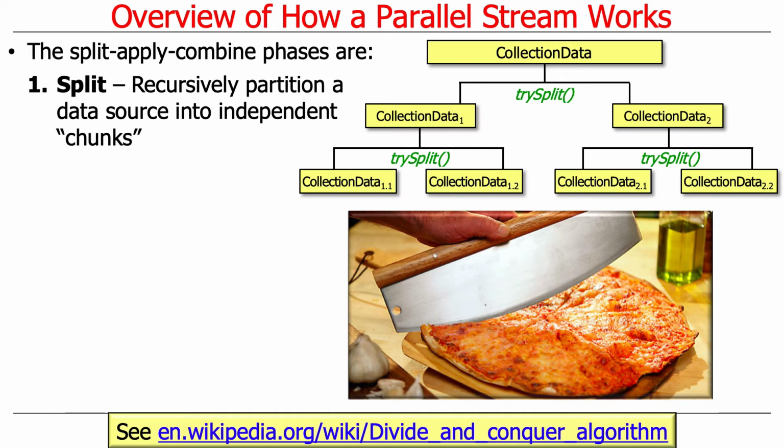The split phase involves recursively partitioning the original data source into a bunch of independent chunks. You don't have to do this in quite the same way with sequential streams. With sequential streams, we're not even going to split it up into chunks. We're just going to advance through the thing one at a time. But for parallel streams, we're actually going to do splitting. It's done by a method called trySplit, which is used to recursively chop up the input into chunks. So it's like divide and conquer. It's like taking a pizza and slicing it up into little chunks so you can hand it out to people to eat in parallel.